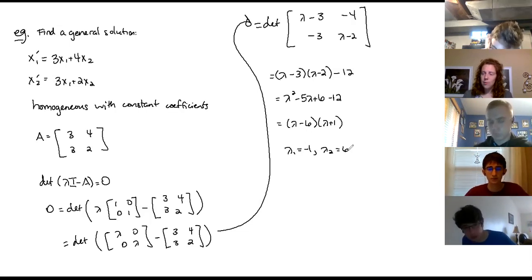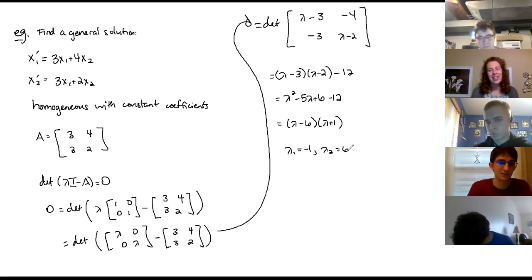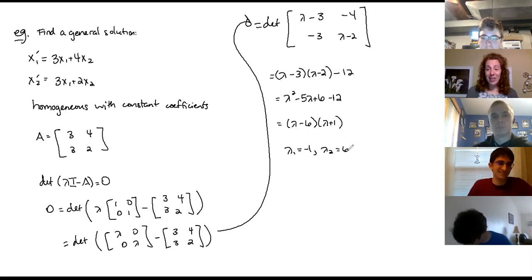Everybody good? You've just found the eigenvalues. You've gotten through week 2 in linear algebra. Actually, that's not true. Eigenvalues come way later in the semester, but you can find the eigenvalues now. Good? Finding eigenvalues? All right, let's go back to the previous slide.